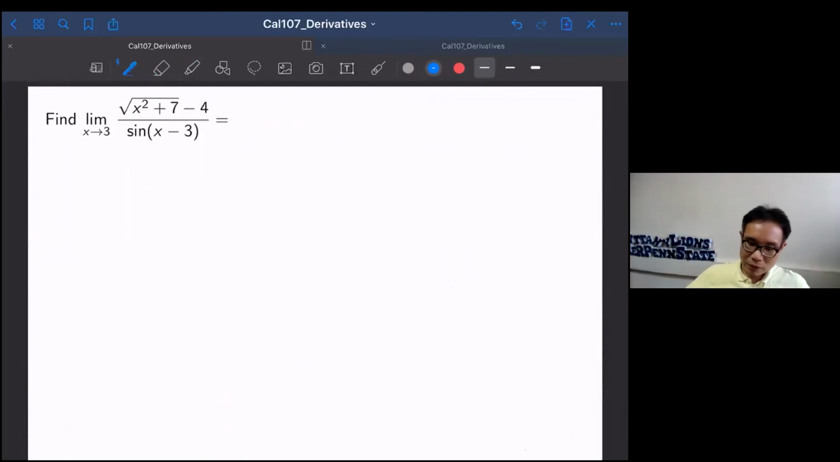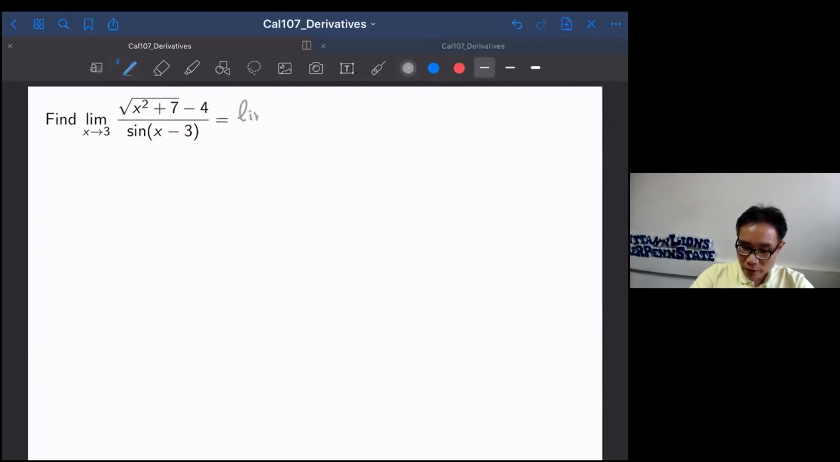Okay, the next one, you'd like to find limit x goes to 3 of sine of x minus 3 on the top, and on the bottom you have square root of x squared plus 7 minus 4. When you plug in x equals 3, you get 4 minus 4, and sine 0. So for sure, it's going to turn out to be 0 over 0. So you need to simplify.